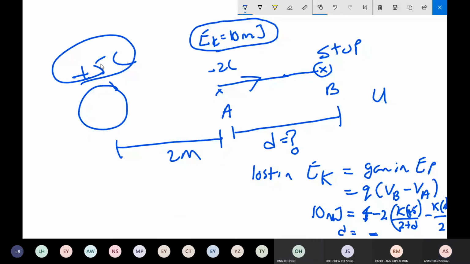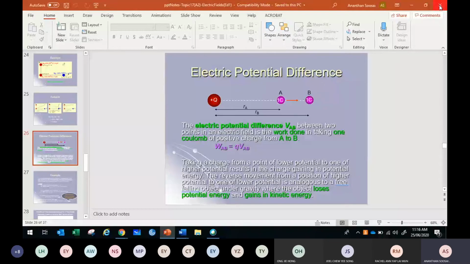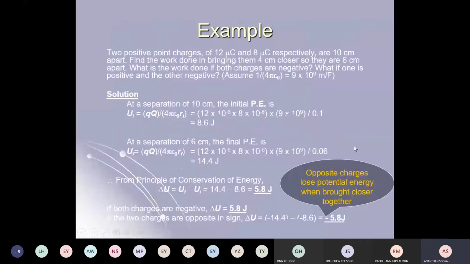Okay, so let's see the questions there. One question about what we have done so far. Look at the question, look at the working. Hope it makes sense for you.